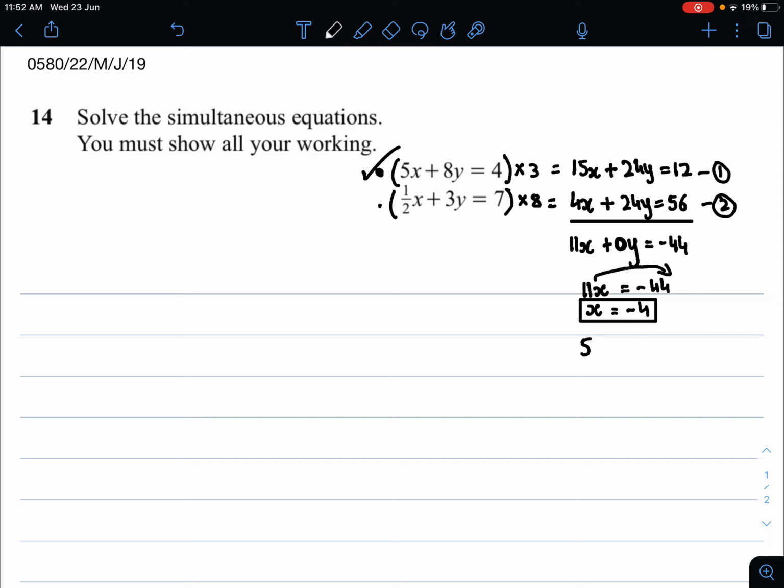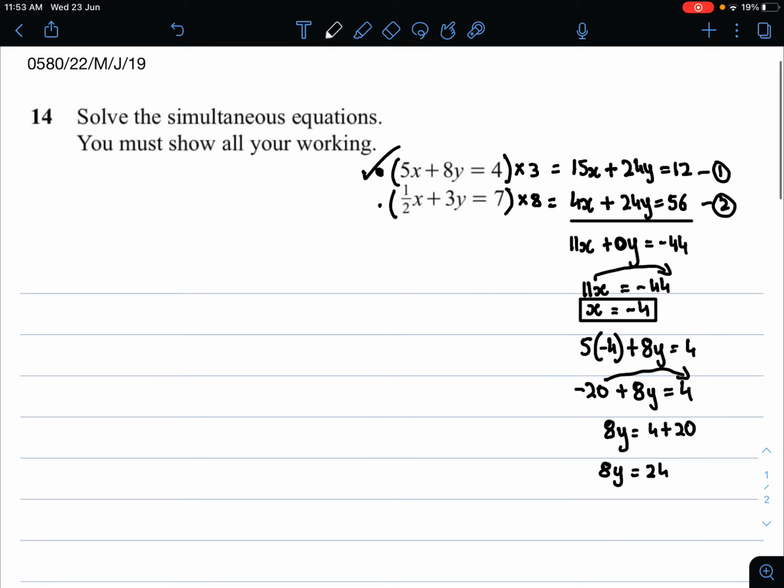So 5 multiplied by minus 4 plus 8y equals 4. So 5 multiplied by minus 4 will give you minus 20 plus 8y equals 4. Now, when you move a negative to the other side of the equation, it becomes positive. So 8y is equal to 4 plus 20. So therefore 8y is equal to 24.